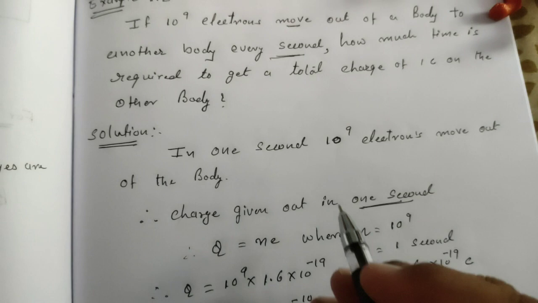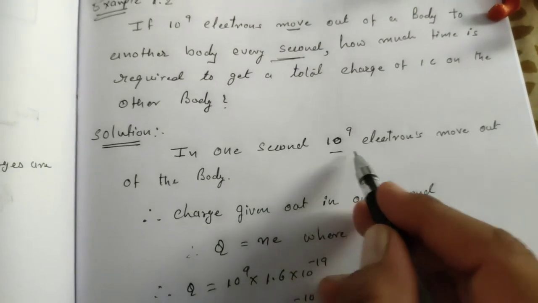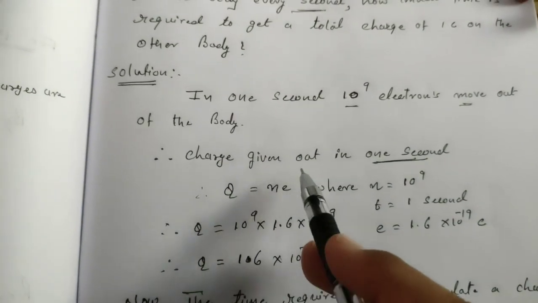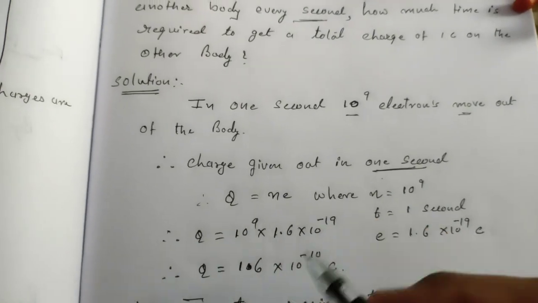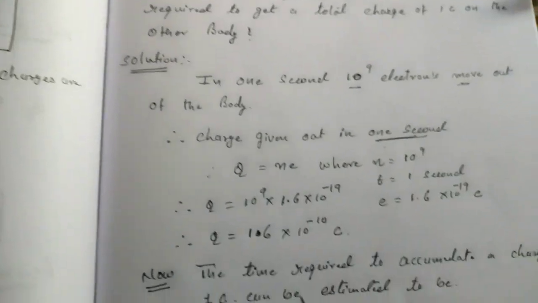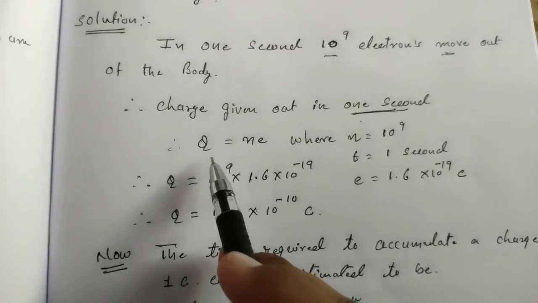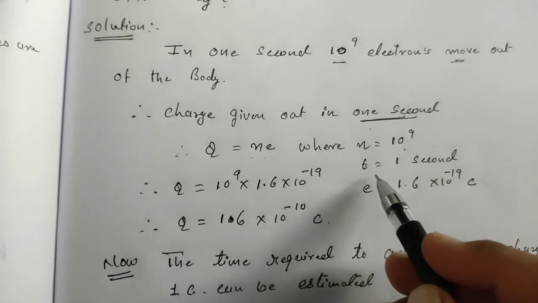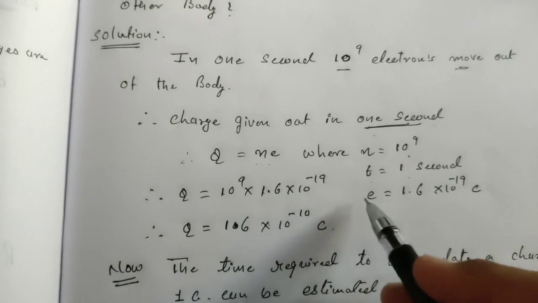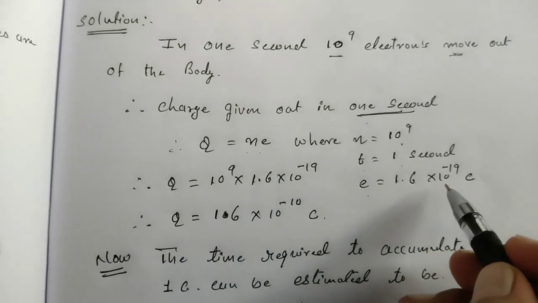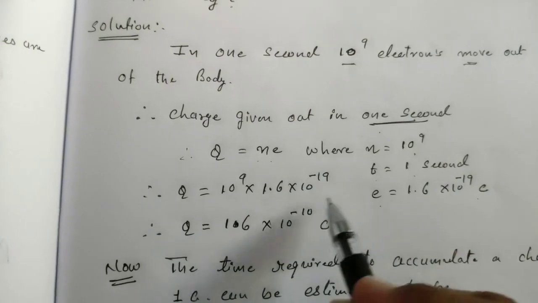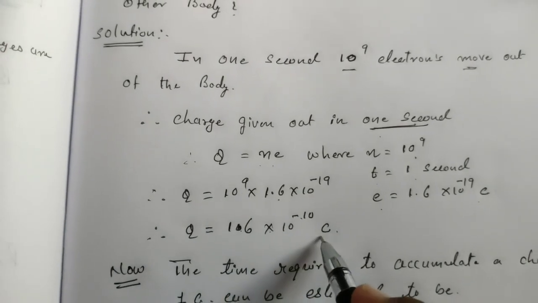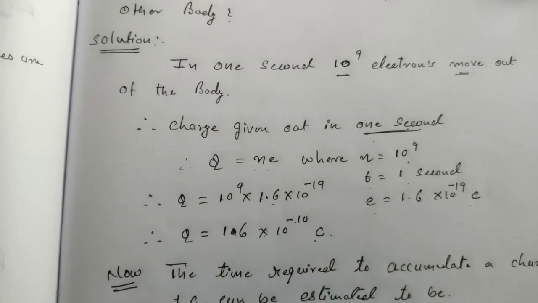Here in 1 second there are 10 raised to 9 electrons moving out of the body. So the charge given out in 1 second, how much charge is moving from one object to the other, we can easily solve by using this equation, q equal to ne, where n is given as 10 raised to 9. It's a number, time is already given as 1 second, and e is the magnitude of charge, which is 1.6 into 10 raised to minus 19 coulomb. So by putting all these values over here, we have 1.6 into 10 raised to minus 10 coulomb. So these are the charges transferred in 1 second, remember.